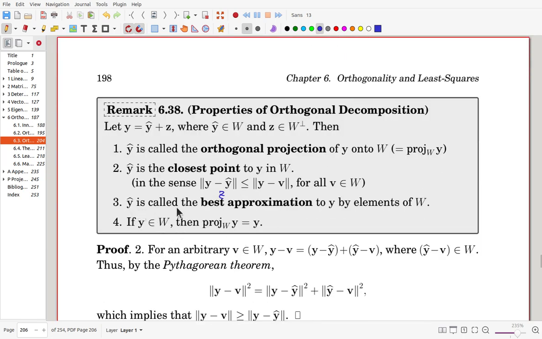Also, y hat is called the best approximation to y by elements of W. And of course, if y is in W, then the projection is not changed.